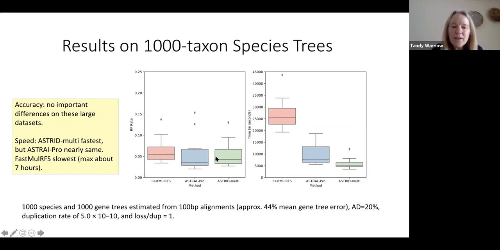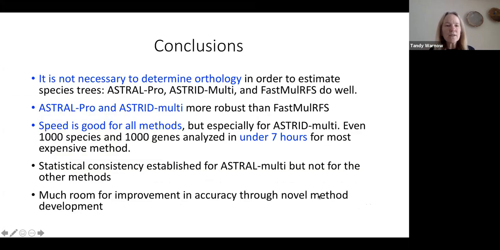They're getting only 5% error, okay? 5 or less, 3% error here. So they're all about the same. The running time does distinguish the methods, with fast MOLR-FS being the slowest, Astrid multi being the fastest. Remember, this is unpublished work, but you can think of 3 different methods you could be working with. So here are the conclusions.